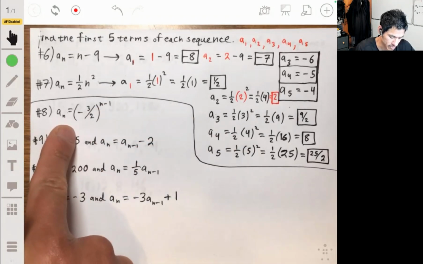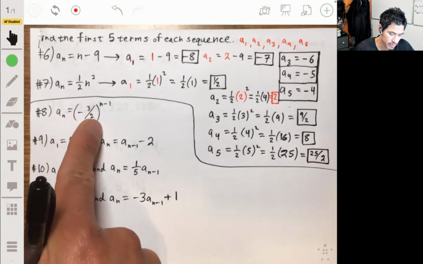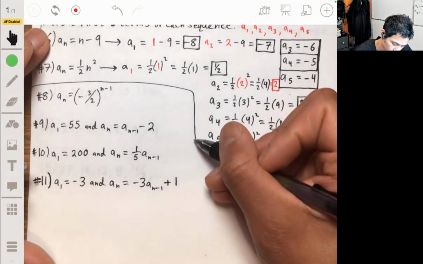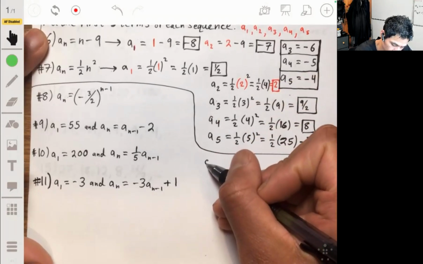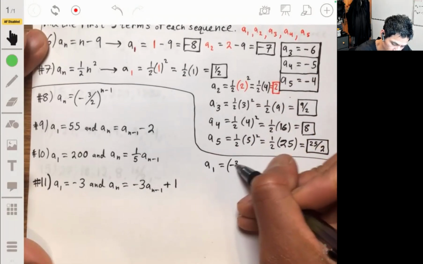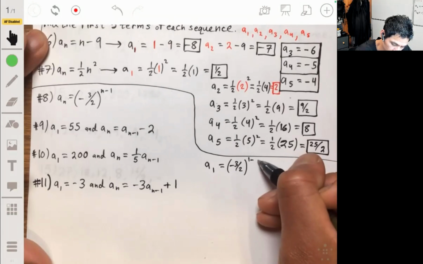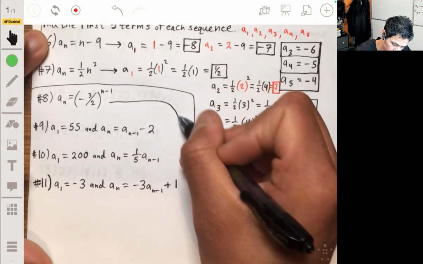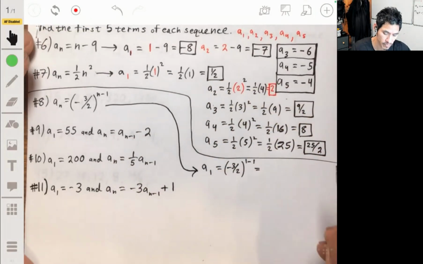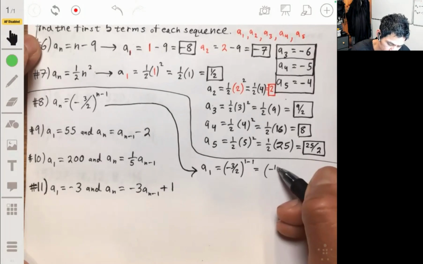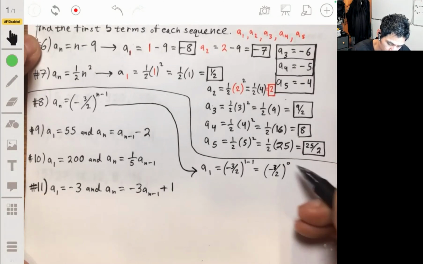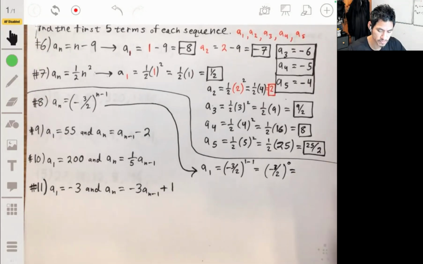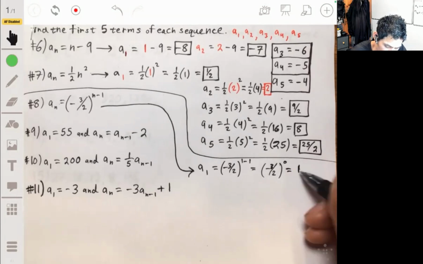So we have an is -3/2 to the n minus 1. I'm going to write them over here. So a1 will be -3/2 to the 1 minus 1, which is -3/2 to the 0. Anything to the 0, except for 0 and infinity, those sorts of numbers, is going to be equal to 1. So a1 will be 1.